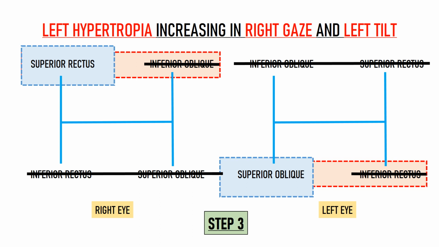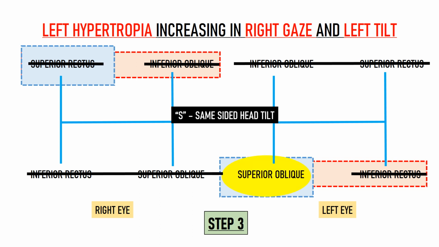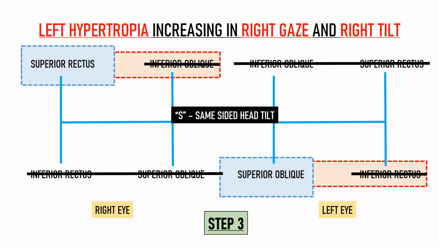The mnemonic to remember here is that S stands for same side. If the hypertropia increases on left tilt, then the affected muscle would be left superior oblique. Why? Because as per the mnemonic, S means muscle on the same side. Means the affected muscle is on the same side of the head tilt in which the hypertropia increases. Suppose it was the opposite head tilt, that is left hypertropia increasing on right gaze and right tilt. Then our answer would have been right superior rectus because the muscle on the same side as the head tilt is right superior rectus.